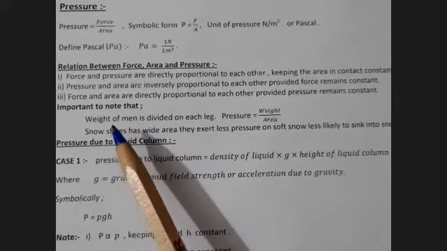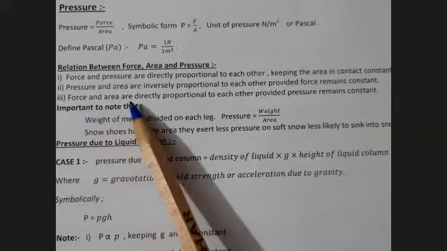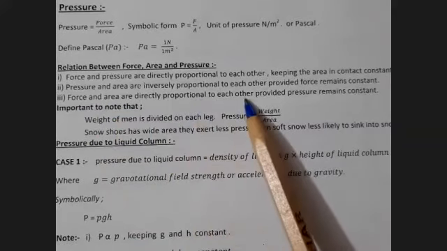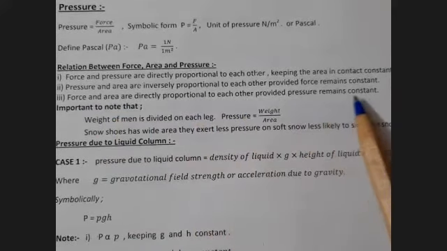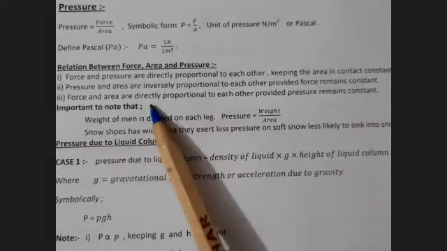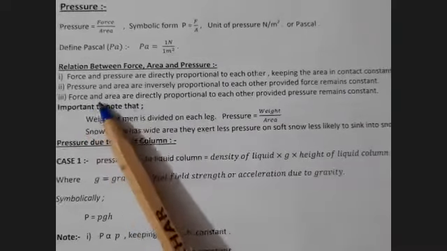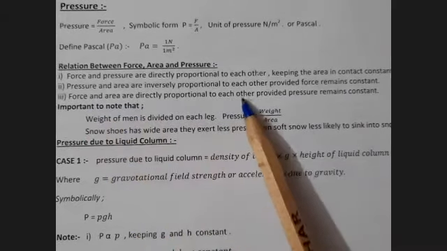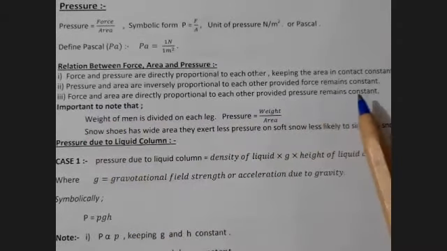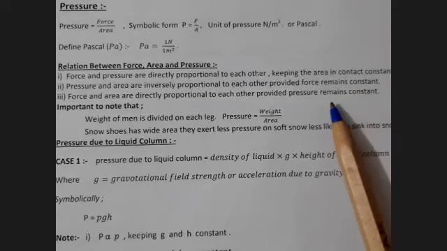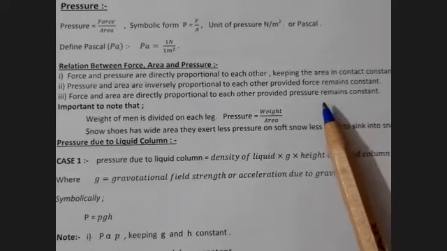The third point is written that force and area are directly proportional to each other, provided pressure remains constant. Force and area are directly proportional to each other, provided pressure remains constant. Obviously, if you're not changing the pressure, then force and area will be directly proportional to each other.